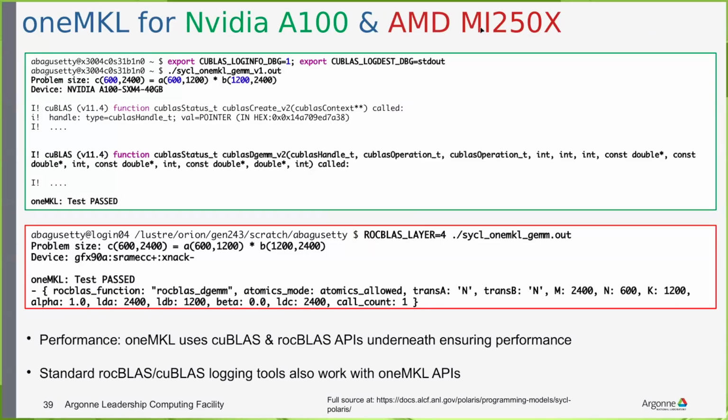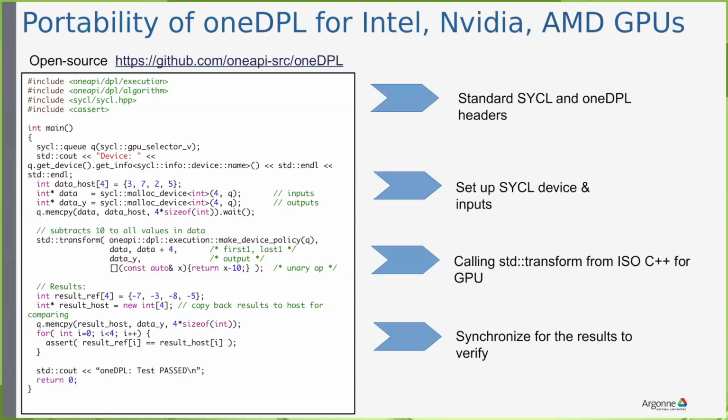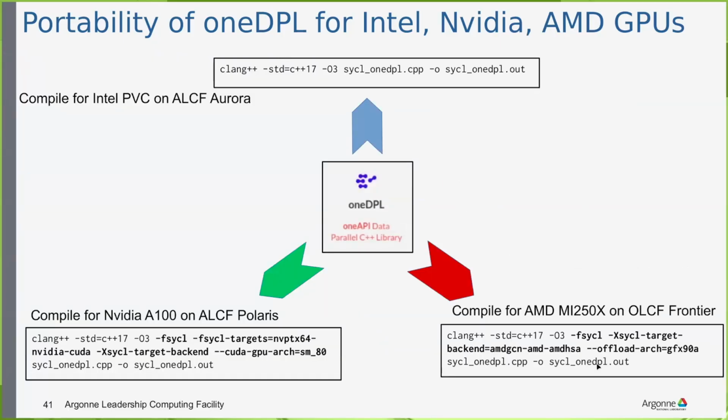If you're running oneMKL and you're curious what cuBLAS APIs I'm using underneath, you could just use any of the cuBLAS logging metrics and run your SYCL code as it is. It will show you all the cuBLAS APIs that are being targeted. Similarly for rocBLAS, if you want logging information, you could use the rocBLAS logging techniques for your SYCL code. Similarly, with oneDPL, you can run it like an std::transform C++ call on any of the GPUs. And as you can see, the compilation instructions are pretty much the same.